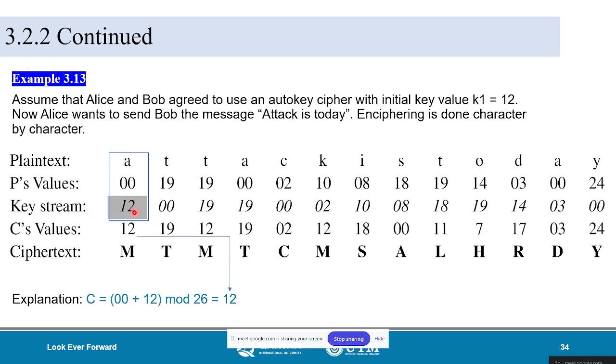So the key is not fixed. We only know the initial value. However, if we know the initial value, we can just remove it and shift the key to the left one time, and then we will have the original plain text. When we say P values, we mean the plain text values. When we say C values, we mean the ciphertext values. Now, 0 and 12 would be 12. 19 and 0, any idea?